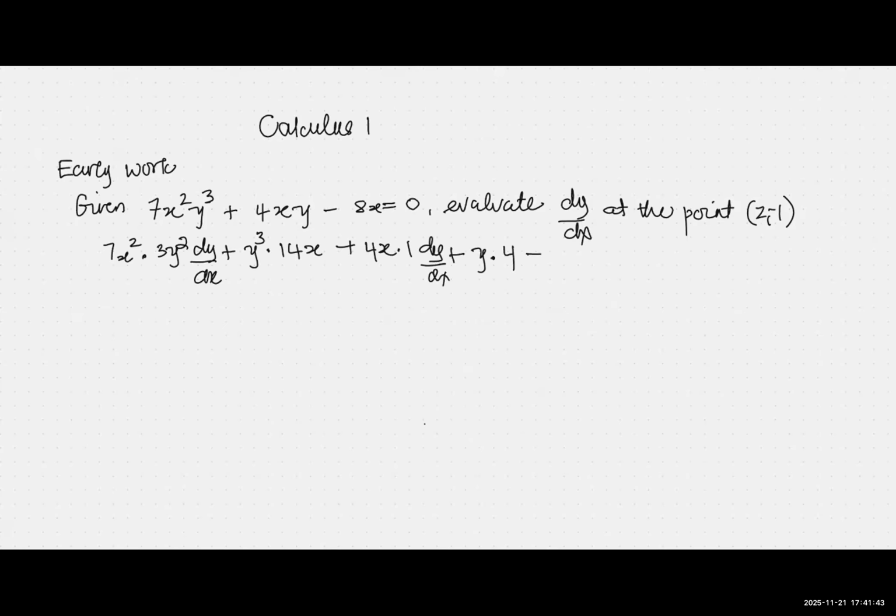I'm going to be grouping my terms. I'm going to have, nope, let me fix up that first before I group. So I'm going to have 7 times 3 is 21. So this is going to be 21x squared y squared dy by dx.